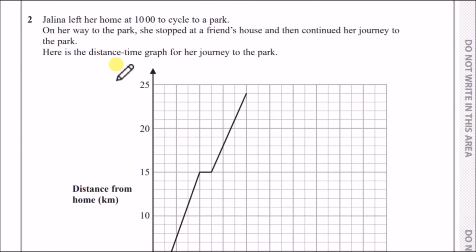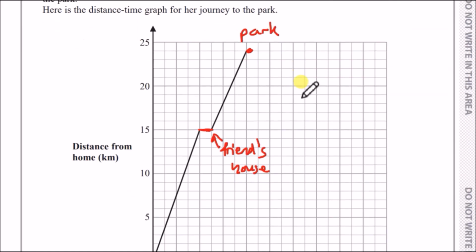We're just going to assume that she stops at a friend's house. Because she isn't moving here, this must be her friend's house, somewhere on that place. Friend's house. And then the park is definitely at the top here. Park. Here is the distance time graph for a journey to the park.